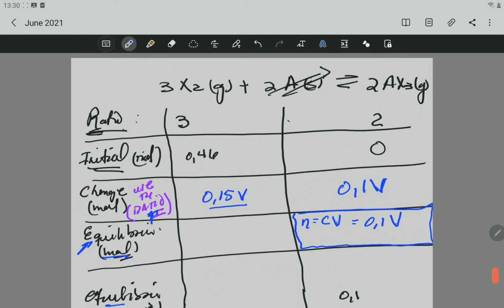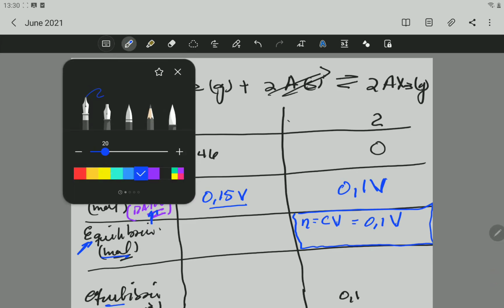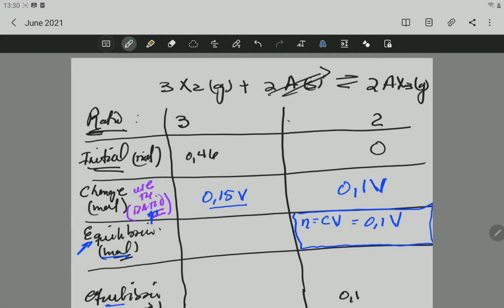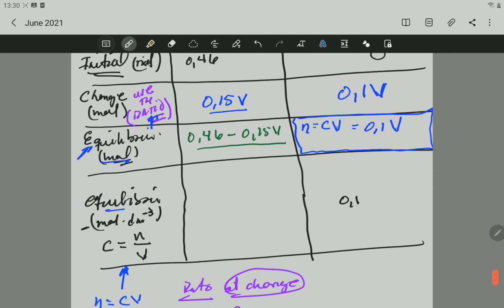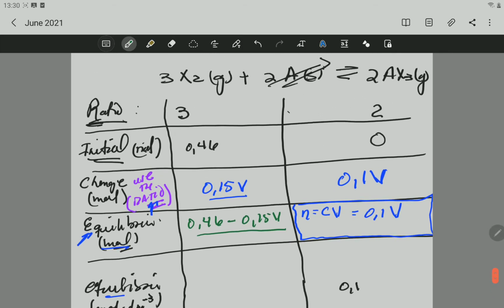Okay, so now what is the change? Let's use the green color. Now, what is going to be the amount at equilibrium? Well, it will be the initial minus the change. So here it will be 0,46 minus 0,15 V. That is what we have at equilibrium. We are almost done with the table. At equilibrium we have the initial amount minus the change, and this gives you the final answer there.